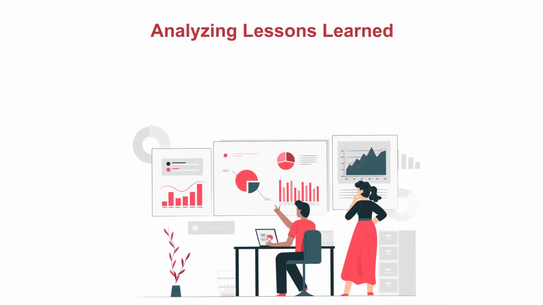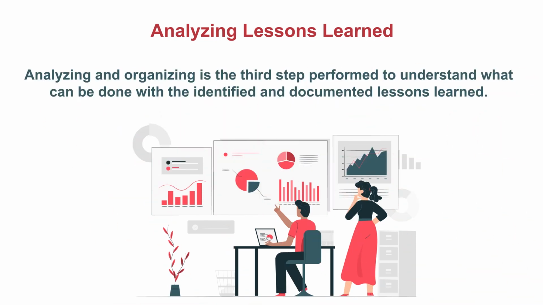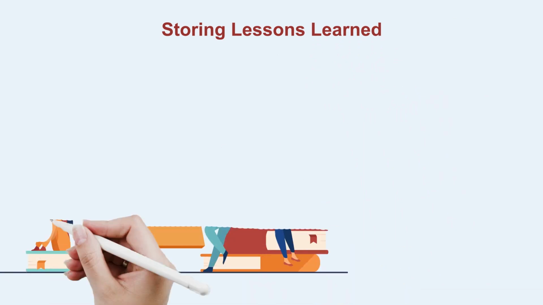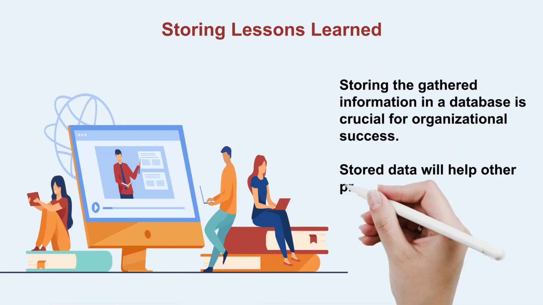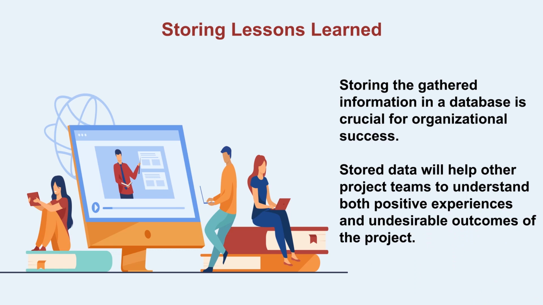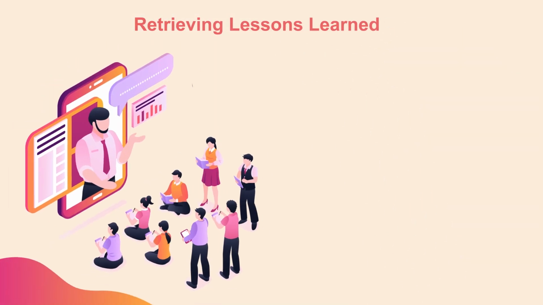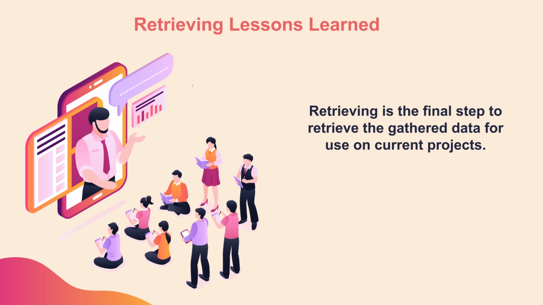Analyzing lessons learned. Analyzing and organizing is the third step performed to understand what can be done with the identified and documented lessons learned. Storing lessons learned. Storing the gathered information in a database is crucial for organizational success. Stored data will help other project teams to understand both positive experiences and undesirable outcomes of the project. Retrieving lessons learned. Retrieving is the final step to retrieve the gathered data for use on current projects.